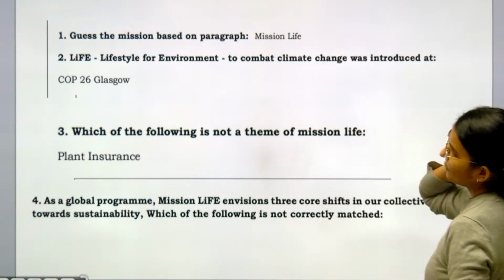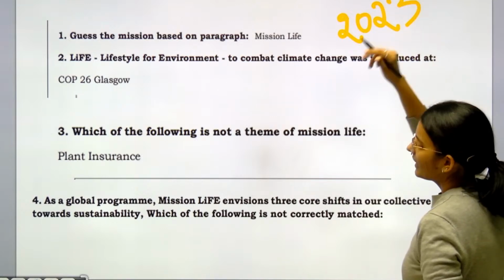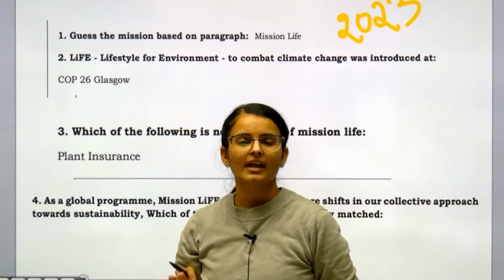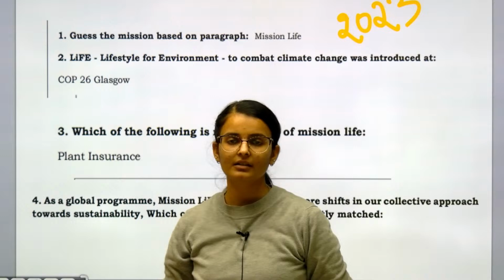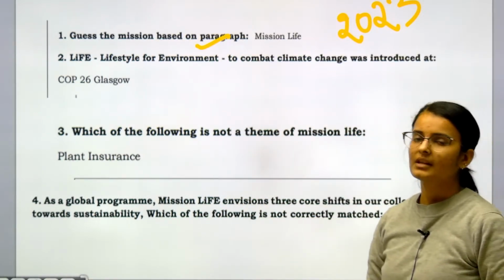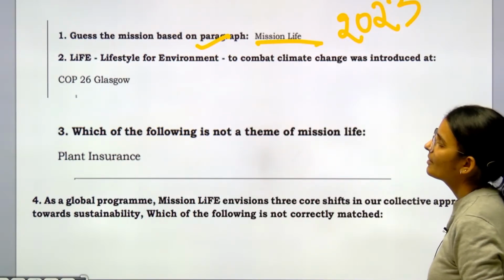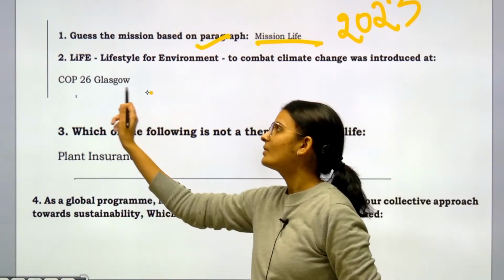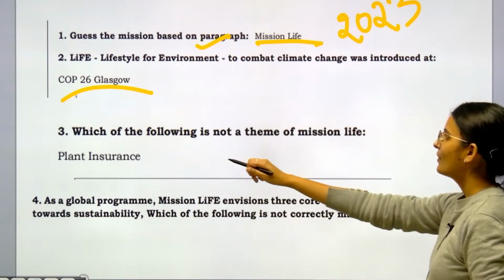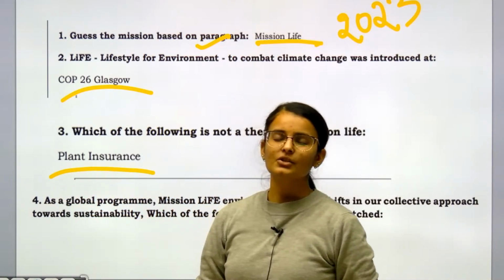Now, this was a question in 2023. They gave a paragraph, a 4-5 line paragraph, and asked you to identify, to guess the mission based on the paragraph. So the mission was Mission LiFE, Lifestyle for Environment. Then they asked when it was declared, and which of the following is not a theme of Mission LiFE, and the answer was plant insurance. Okay, so why Mission LiFE?